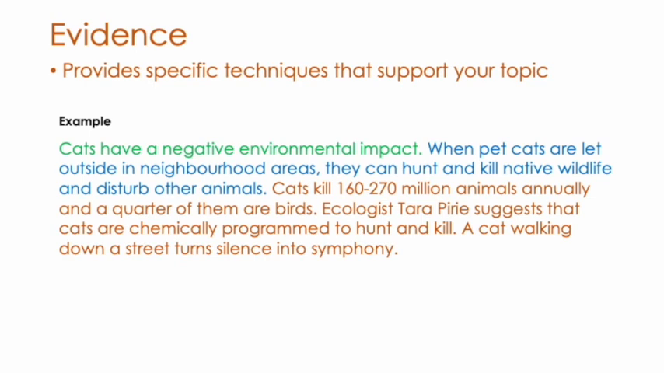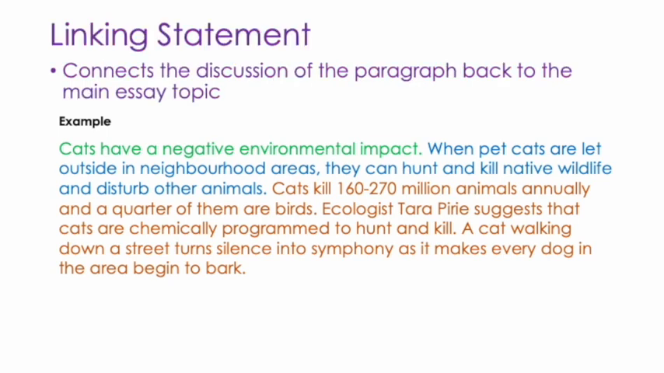Sometimes in this process, you have to do a bit of tweaking. My last sentence reads, "A cat walking down a street turns silence into symphony." What I'm talking about in this case is how they make dogs bark, but that's not really clear. So I've just added a little bit to my last sentence to make sure that it came out clearly. There's nothing wrong with changing some of the elements of your evidence to make it flow and be clearer to the reader. I'm up to the last part of my paragraph, and this is what we call the linking statement.